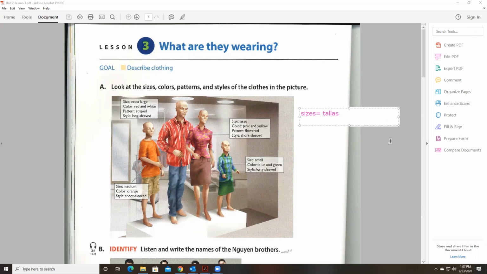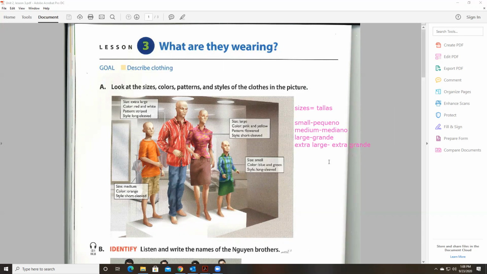So we know small is pequeño, medium, mediano, large, grande, and then we have extra large, extra grande. So we have all of those. Now, that's your size, right?